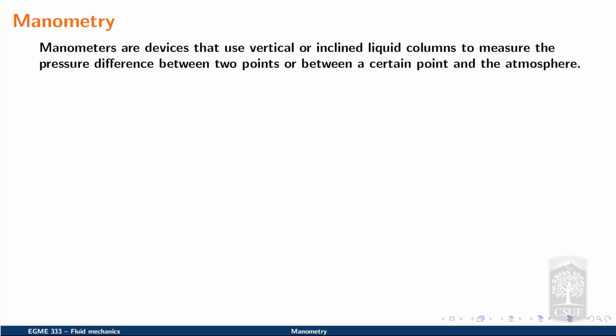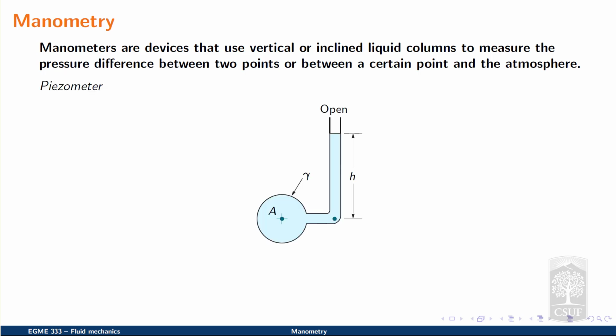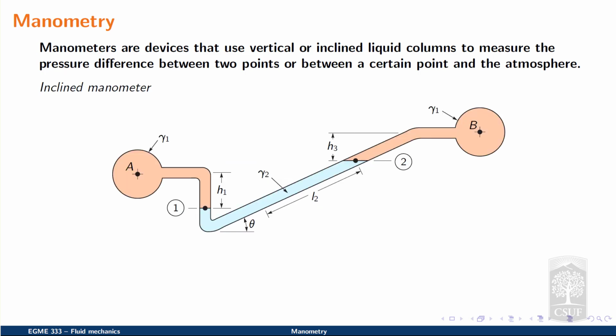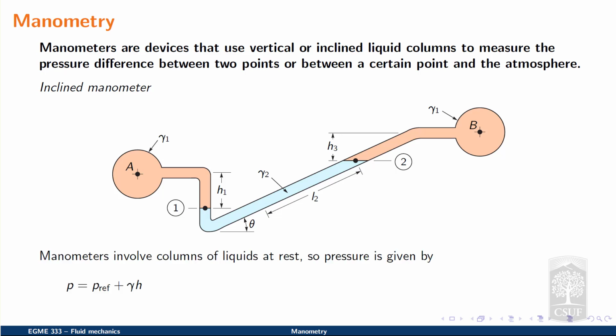In the field of fluid mechanics, manometers are devices that use vertical or inclined liquid columns to measure the pressure difference between 2 points or between a certain point and the atmosphere. Examples include a piezometer, as shown in this diagram, a U-tube manometer, as shown here, and an inclined manometer, as shown here.